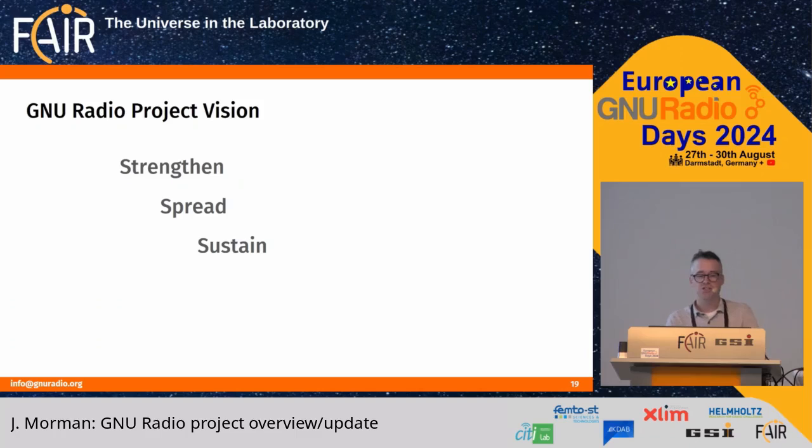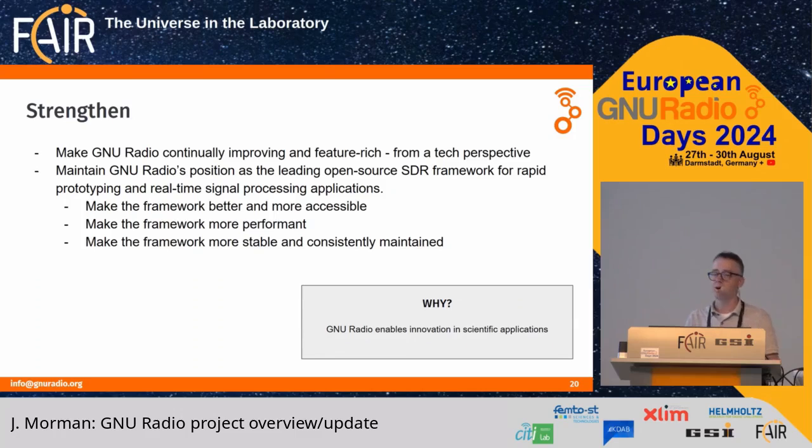So our vision generally is to strengthen the project, spread the project, sustain the project. I apologize for the alliteration, but really these three aspects are where we want to go to make GNU Radio last for the next 20 years and beyond that. So strengthen, what do I mean by that? What we want to do is we want to continually improve GNU Radio. Some of this might be a bit obvious, right? We want to make GNU Radio better.